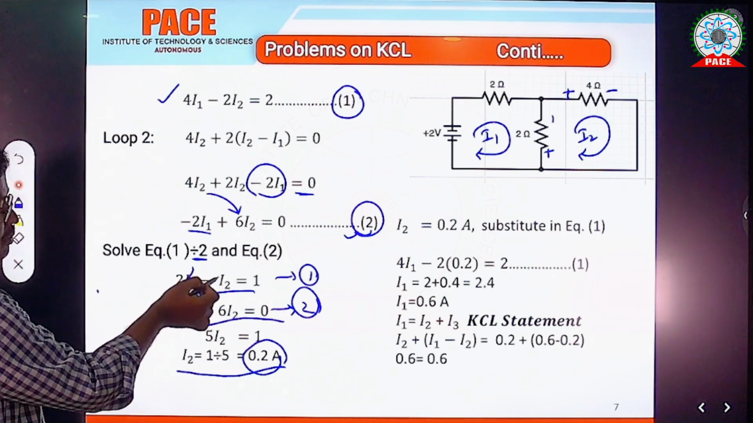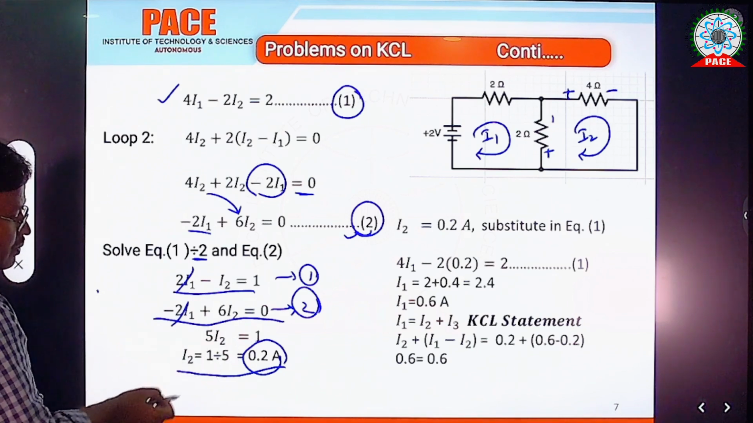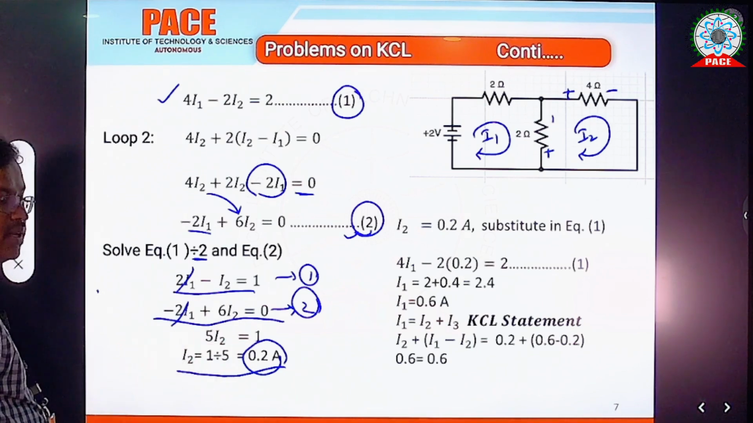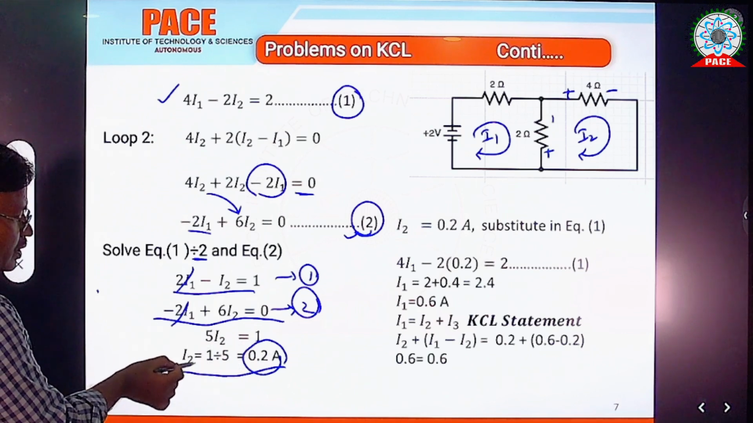So we will get 5I2 equal to 1, I2 equal to 1 by 5. So we will get 0.2 amps. That current we will call the I2 current.